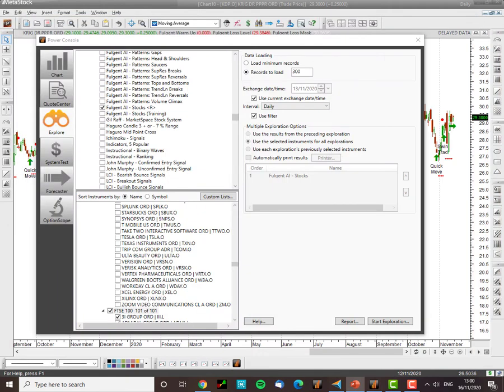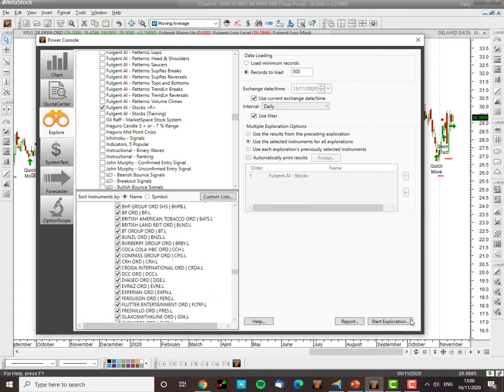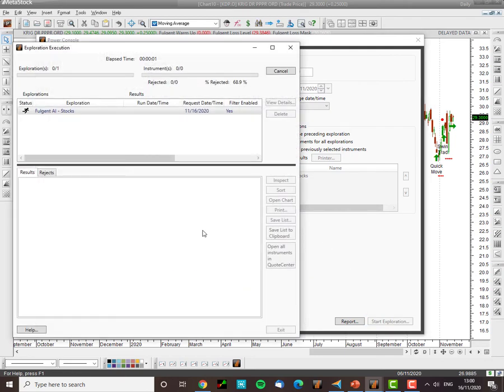So, I've got the Metastock platform open. Fulgent AI is the AI search engine. I've loaded and highlighted the FTSE100 index constituents. We're going to look at those. So I'm starting the exploration to find artificial intelligence trade setups.